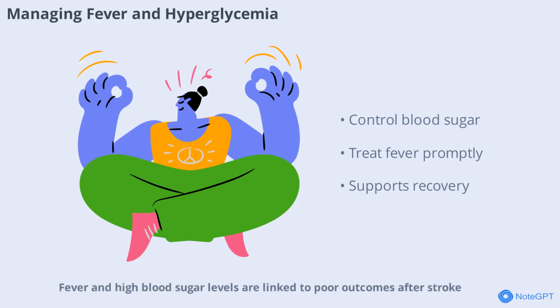Fever and high blood sugar levels are linked to poor outcomes after stroke. Controlling glucose levels and treating fever with medications like paracetamol are important steps in post-stroke care. Monitoring and managing these complications can help prevent further brain injury and support the recovery process.